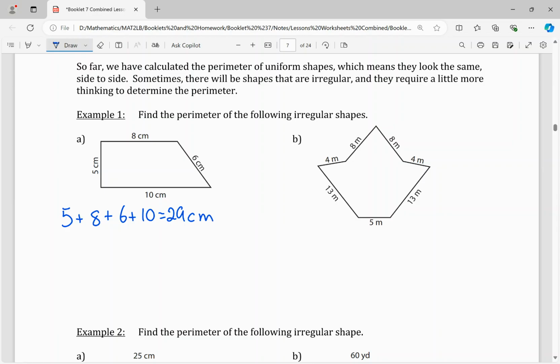In the second shape, we just have some more numbers, such as, and I'm going to start from here and work my way around, 4 plus 8 plus 8 plus 4 plus 13 plus 5 plus 13. Now you might want to use a calculator for a shape with many sides like this. I'm going to quickly do this in my head, so give me 2 seconds. And that's going to give us 55 meters.